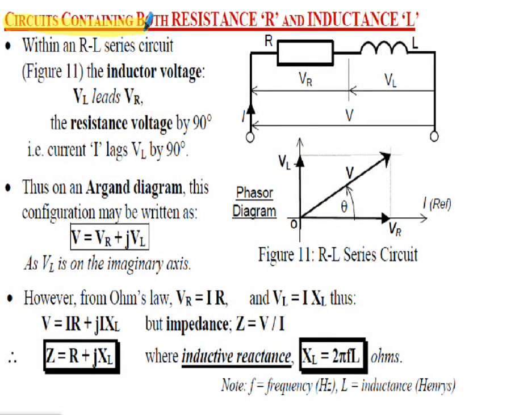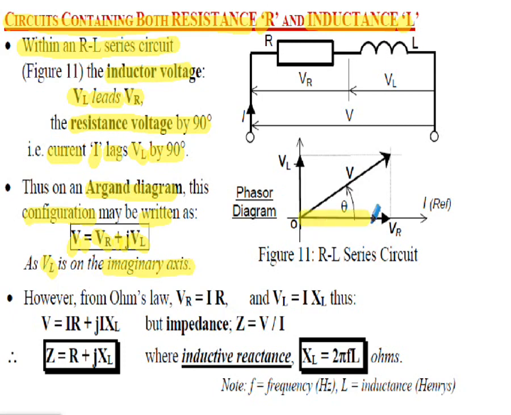Circuits containing both resistance R and inductance L. Within an RL series circuit shown in figure 11, the inductor voltage VL leads VR, the resistor voltage, by 90 degrees. That is, the current I lags the voltage in the inductor by 90 degrees. So on the Argand diagram shown on the right, this configuration may be written as V, the total voltage, is equal to the voltage in the resistor plus j times the voltage in the inductor, because VL, the voltage in the inductor, is on the imaginary axis.